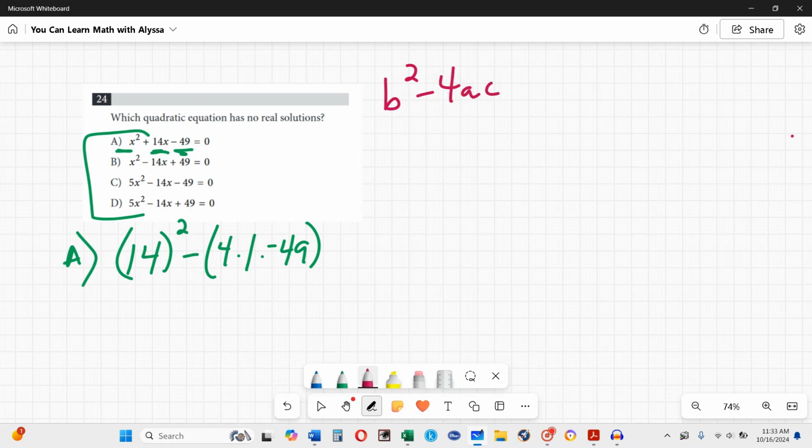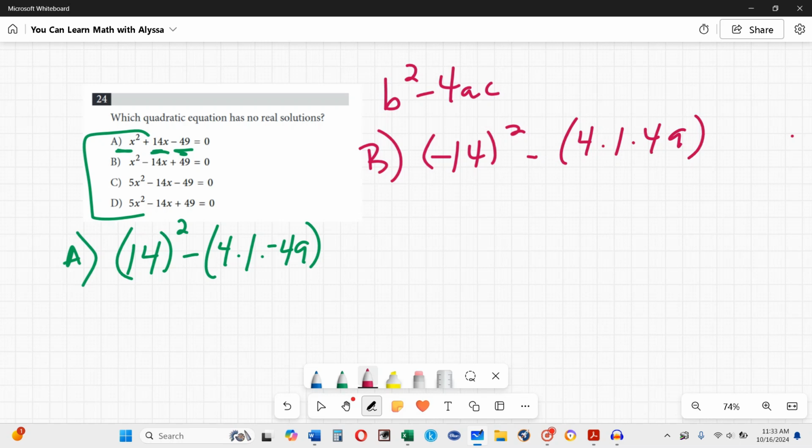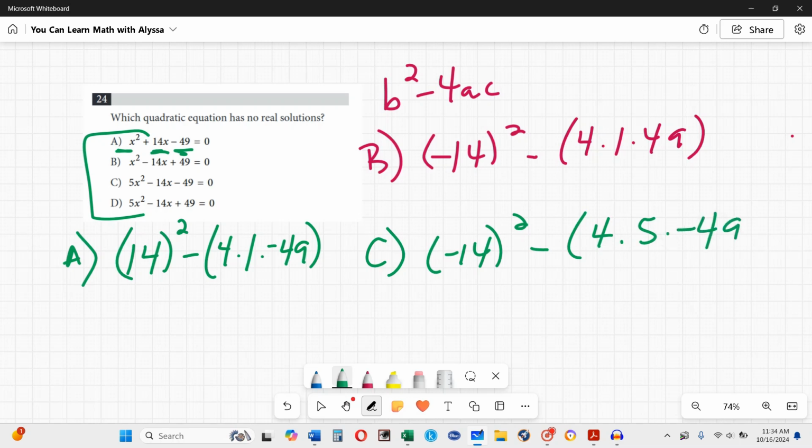Okay, and now I'm going to put my b answer, b squared, negative 14 squared minus 4 times 1 times 49. Okay, then I have my c, which is negative 14 squared minus 4 times 5 times negative 49.